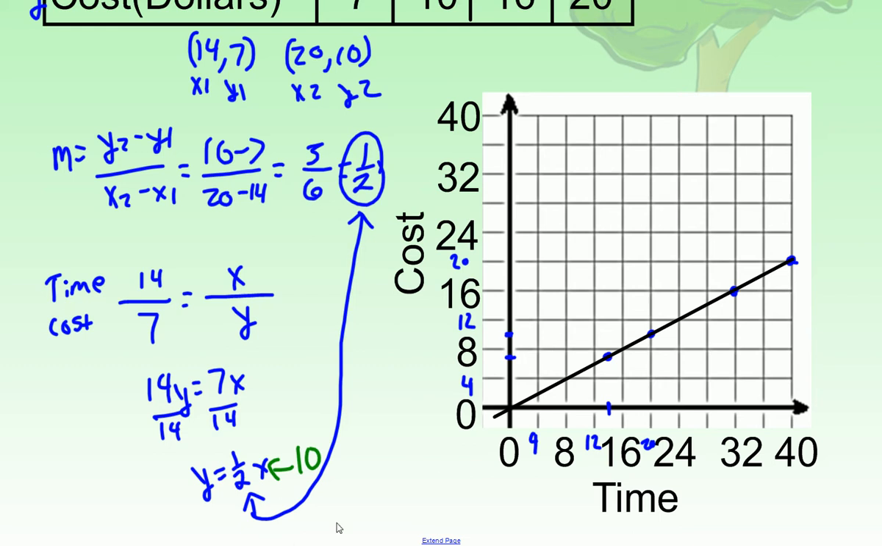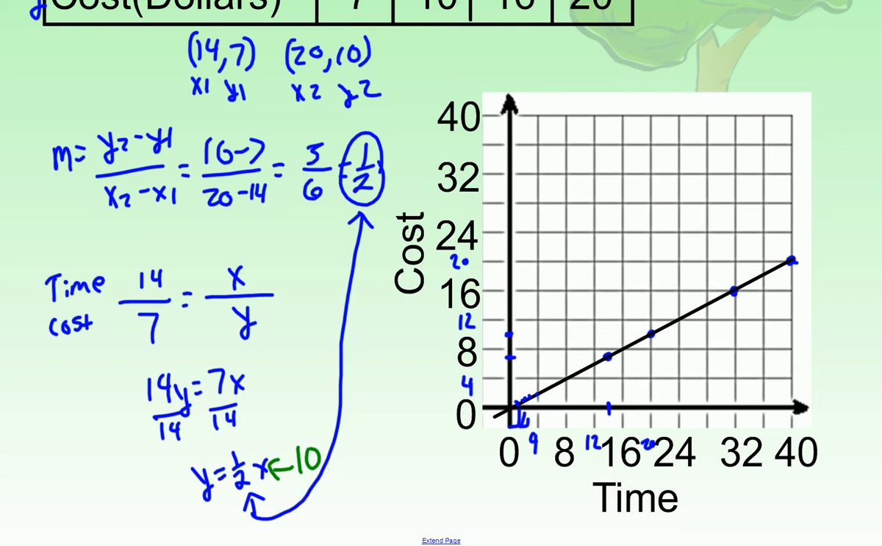One last thing to point out here is that this slope is a unit rate, meaning for every 1 minute, if I go 1 minute here, I'd go up 50 cents. Another 1 minute, another 50 cents up. Another minute, another 50 cents. Another minute, another 50 cents. Slope is a unit rate.